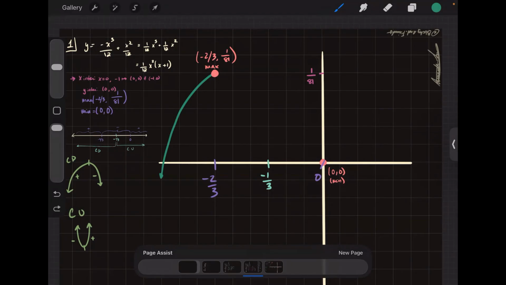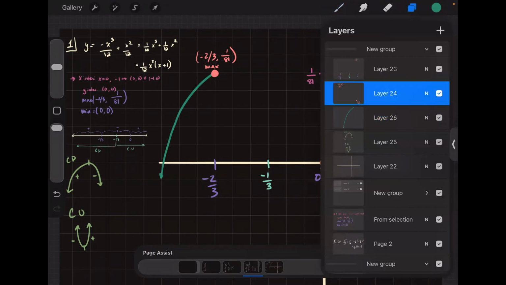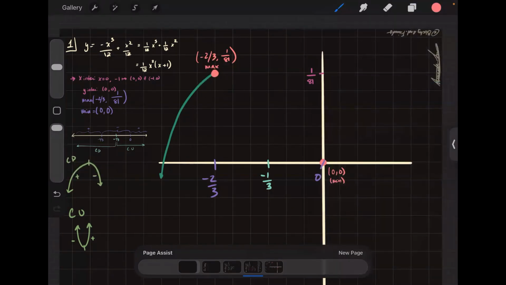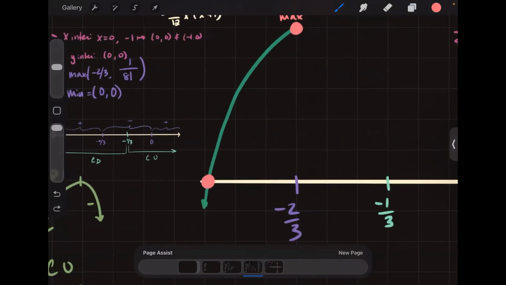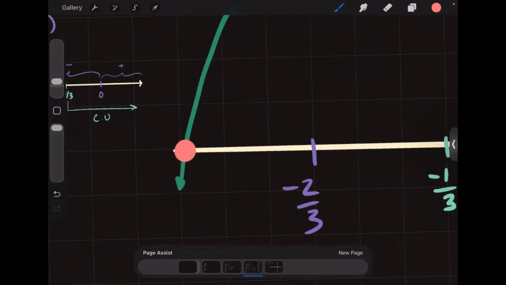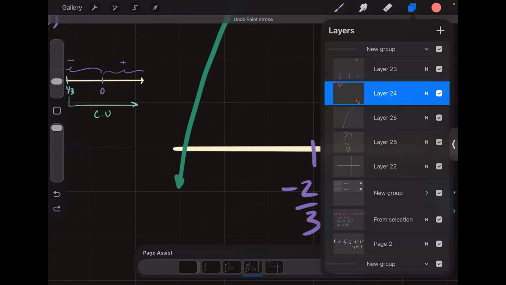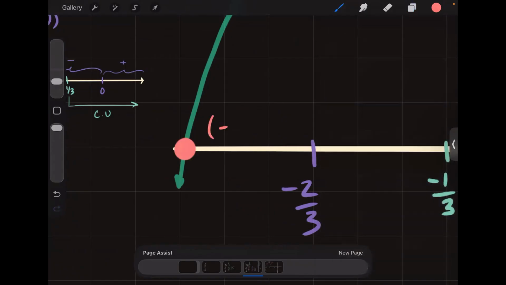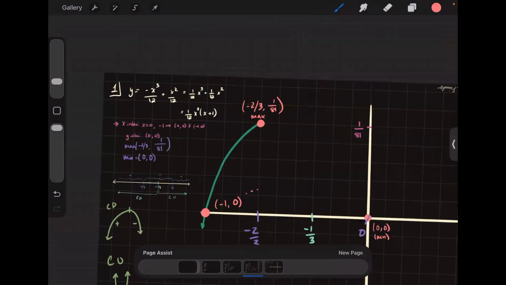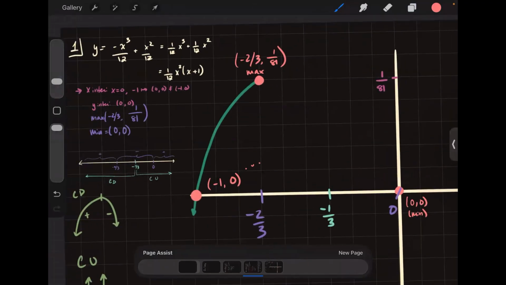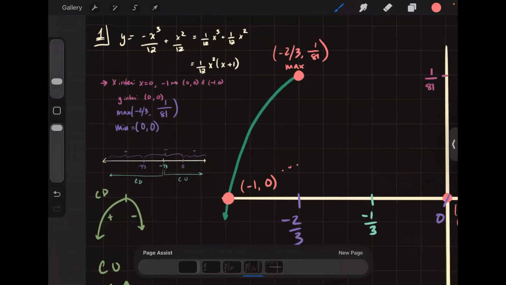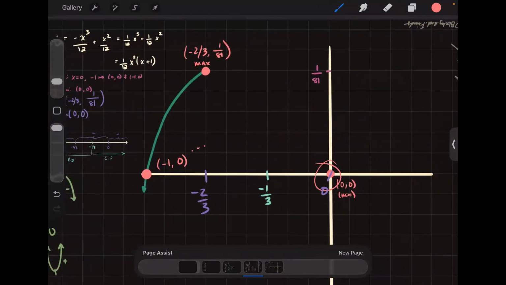Oh, got something important. Forgot one of our zeros. That's okay, because this right here just so happens to be -1, comma, 0. Easy, right? This is going to be your first x-intercept. Okay. And then your second x-intercept is over here. So we already have that in. We'll deal with it later, right?